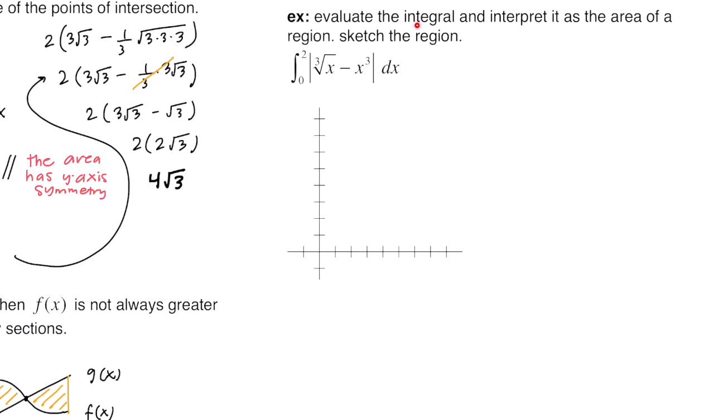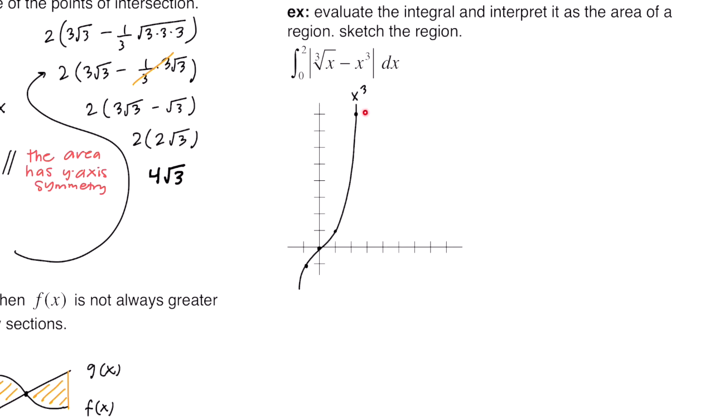This example says evaluate the integral and interpret it as the area of the region and then sketch the region. So we have the integral from 0 to 2, and we have the cube root of x minus x cubed. And it's in absolute value, indicating that at some point in between 0 and 2, the two curves are going to switch which one's on top.